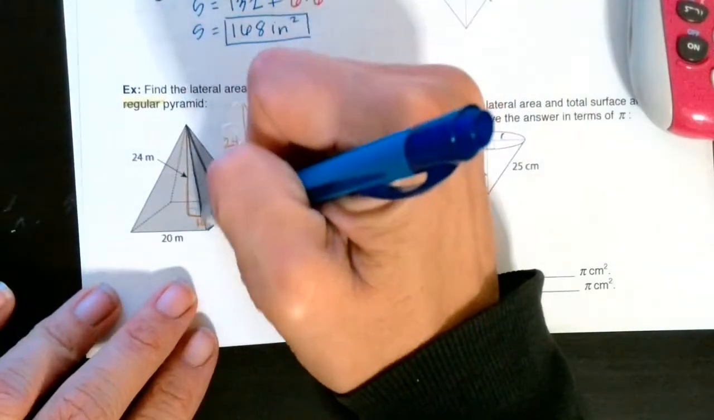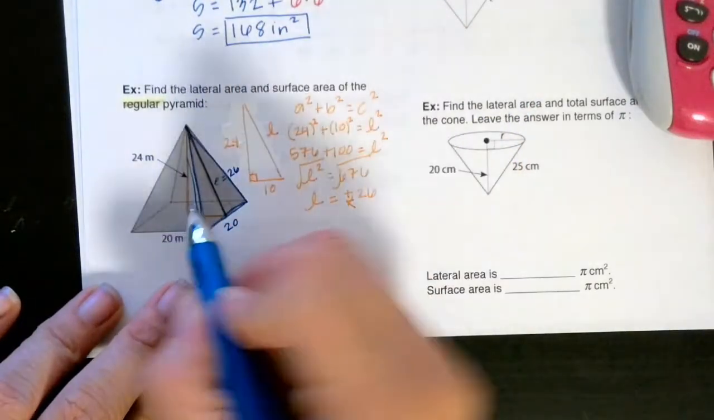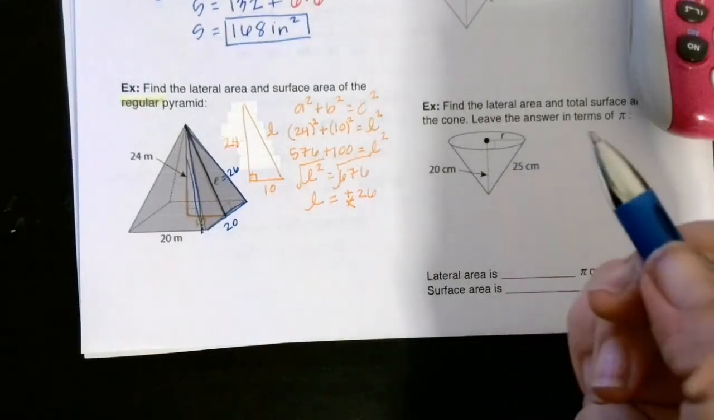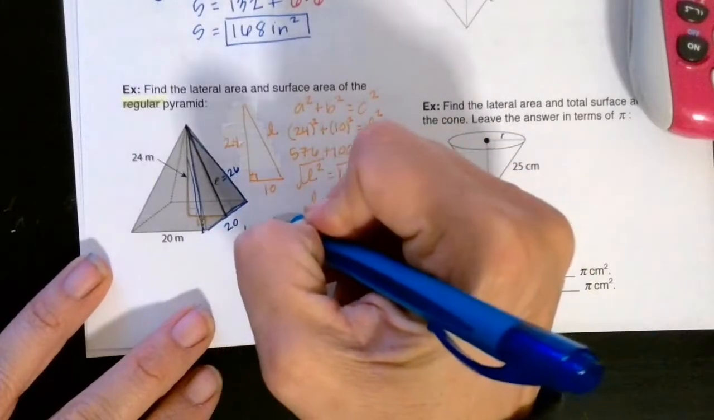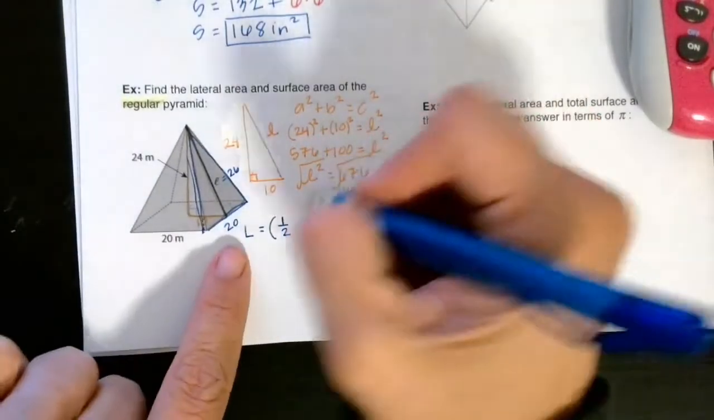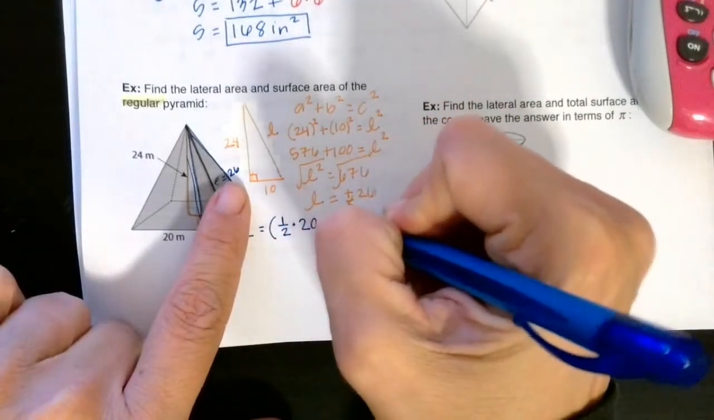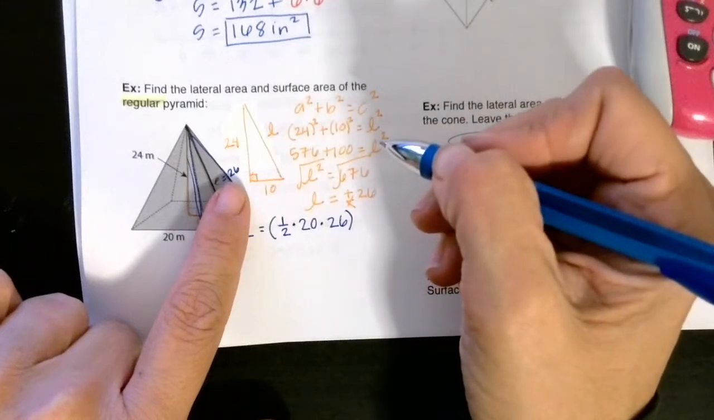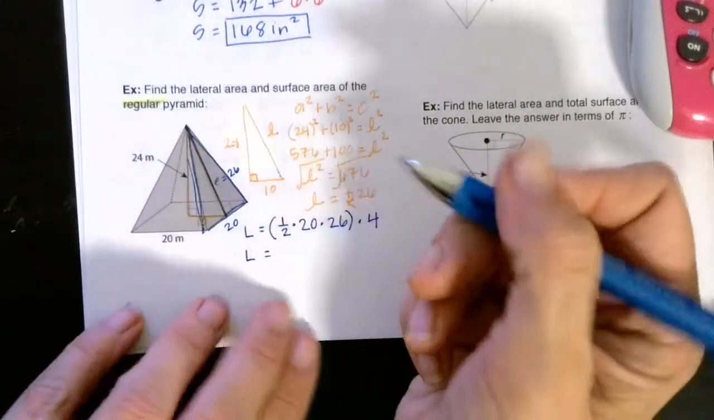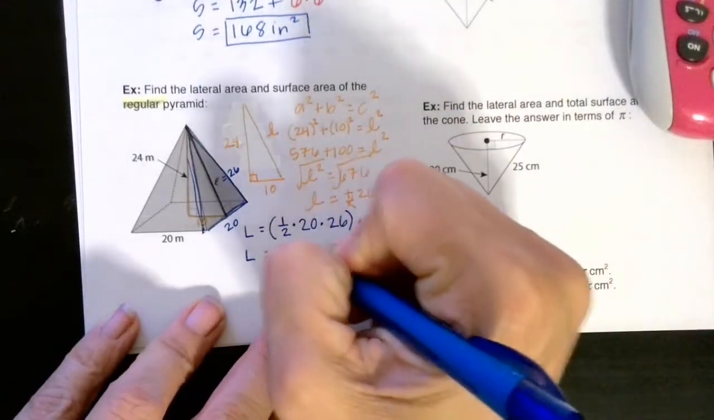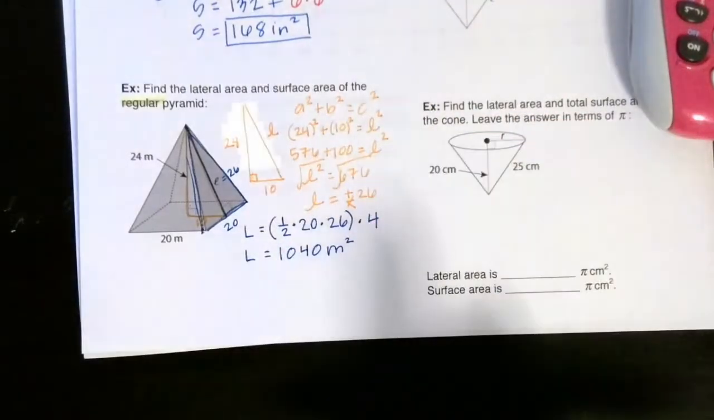Remember, we're trying to find the area of one of these outside triangles. We're not trying to find the area of the inside one, but it can definitely help us. Alright, so if we have that, the lateral area is going to be 1/2 the base times the height, and then we're going to multiply it by 4 because we have 4 of them. So the lateral area ends up being 1040, and in this case they're meters squared.